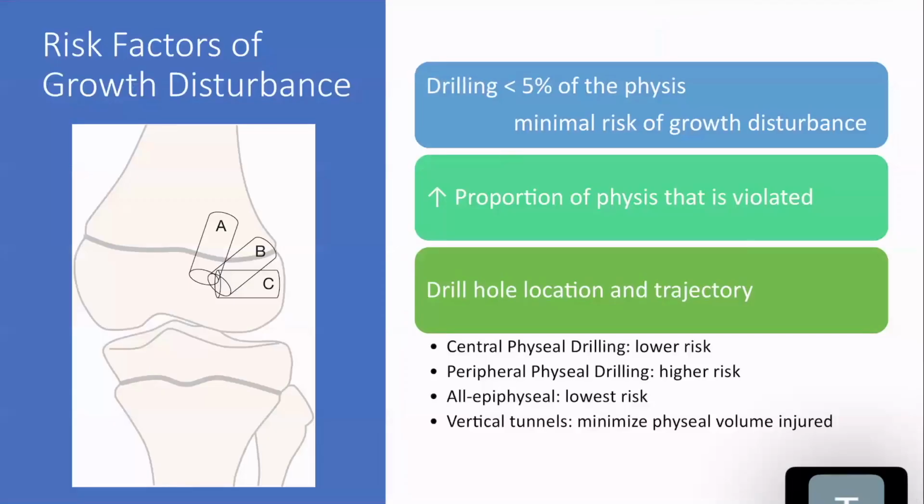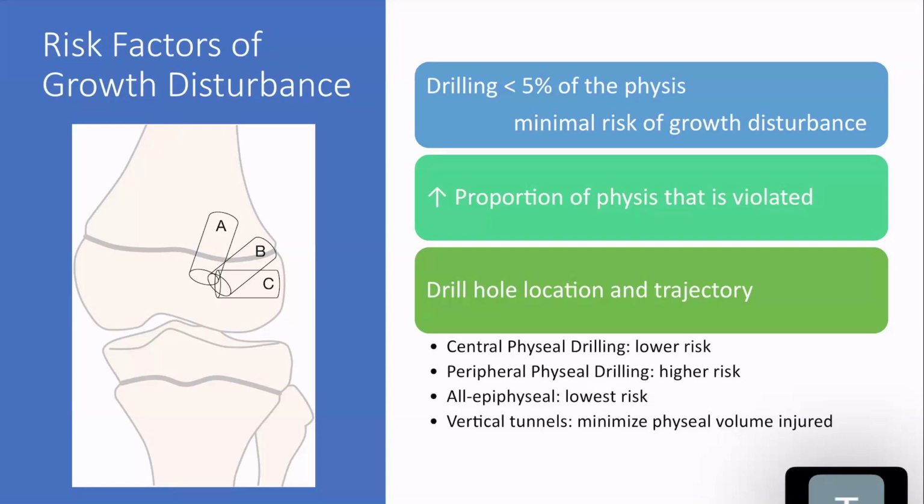So there are a few risk factors for growth disturbance in regard to ACL reconstruction. One study found that the risk of growth disturbances generally increases with drill hole location, trajectory, and the proportion of the physis that is violated during surgery. Drilling less than 5% of the physis is associated with minimal risk of growth disturbance. Central physeal drilling is associated with a lower risk of growth arrest compared with peripheral drilling, and vertical tunnels minimize physeal volume injured, but drilling vertically is also associated with continued rotational instability.